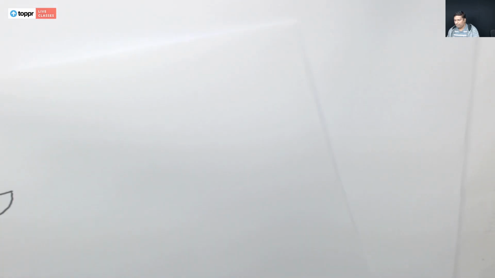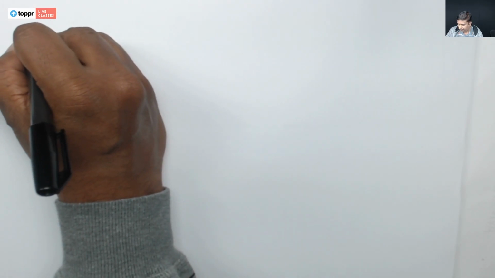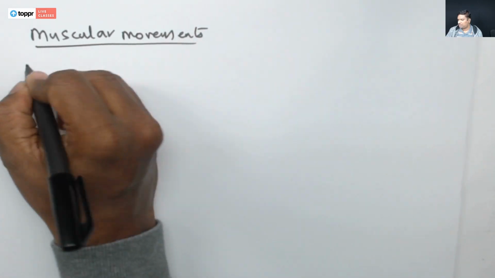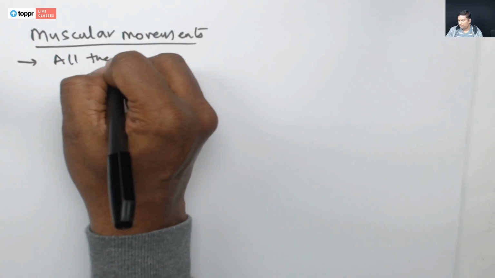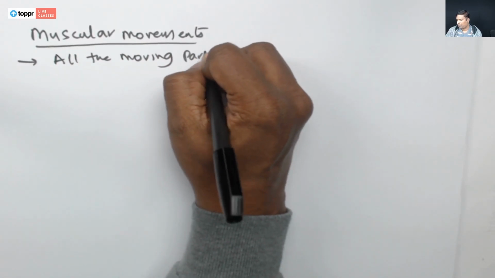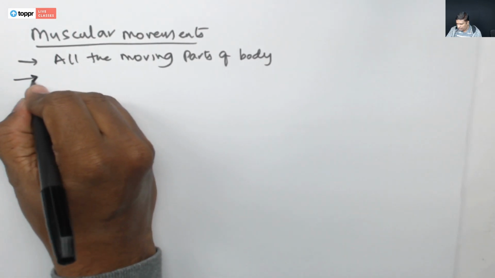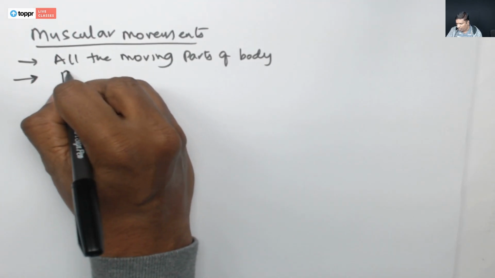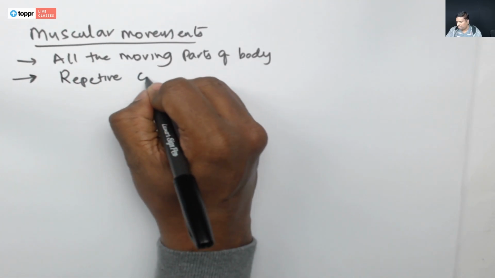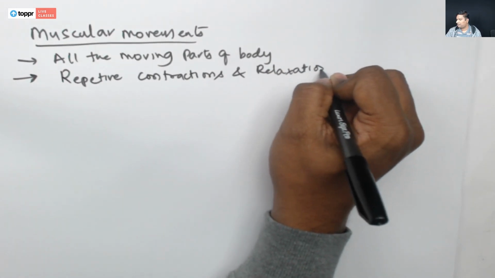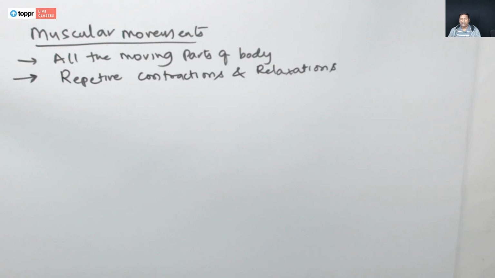So that is one example where you will see the flagellar movement. Then we finally have the muscular movement. Where do you see muscular movements? All the moving parts of your body. The various parts of the body are able to move because of the muscular movements, and these muscular movements occur as a result of repetitive contractions and relaxations. Repetitive alternating contractions and relaxations are responsible for the muscular movements.